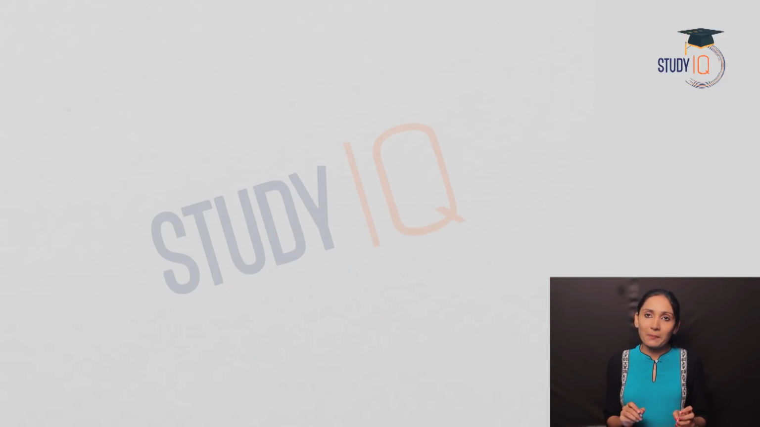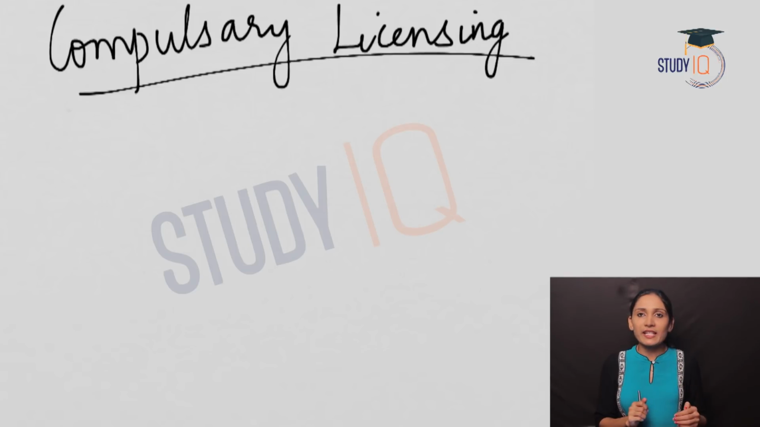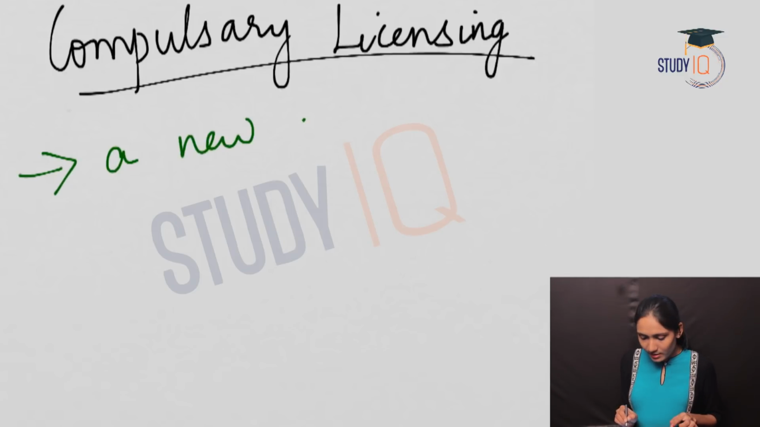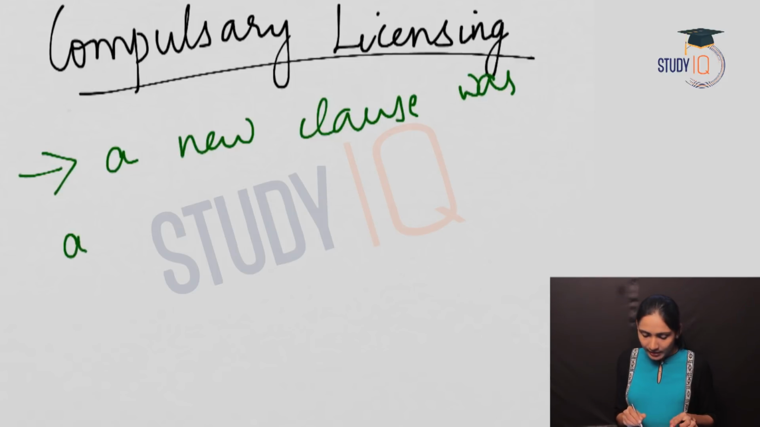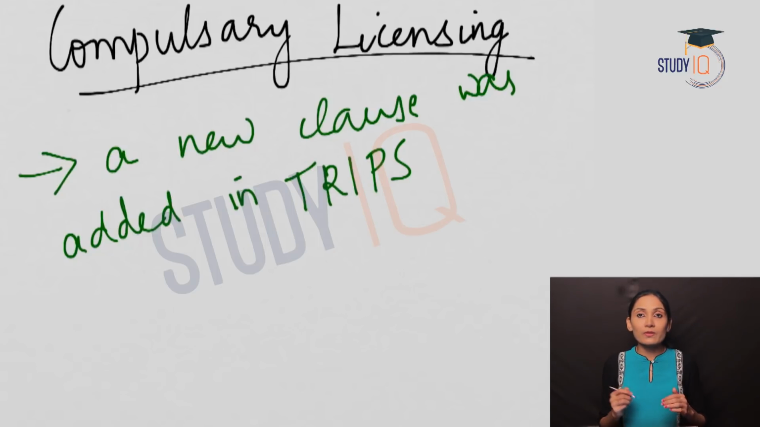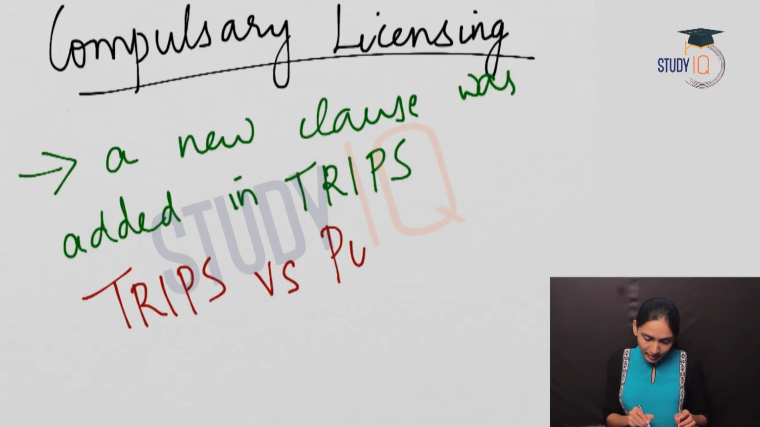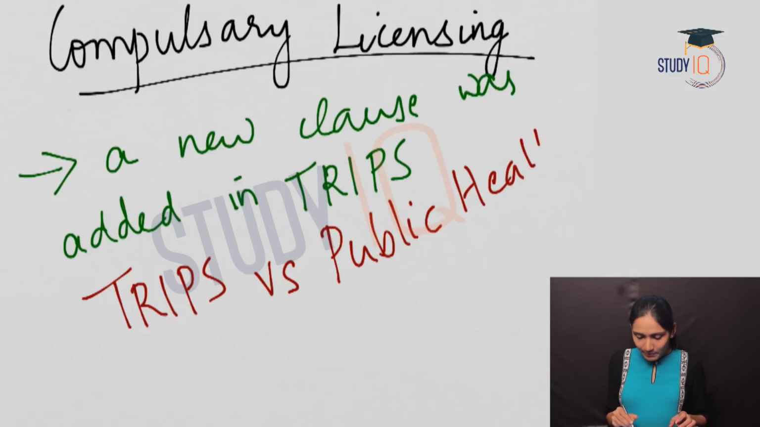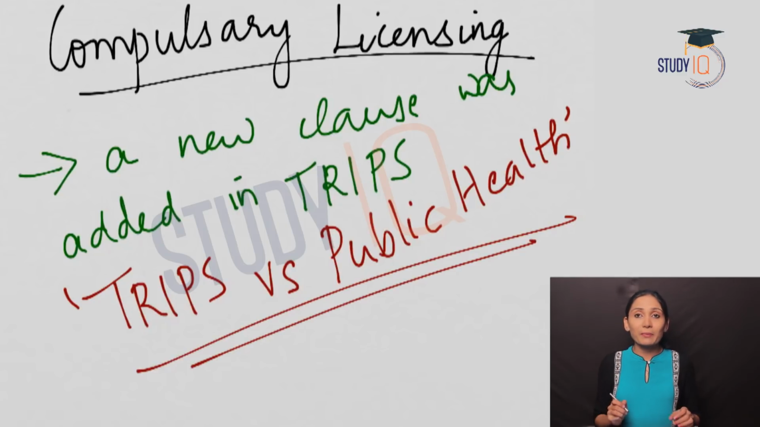Now let us see what is compulsory licensing. As we have said, one of the important outcomes of the Doha Development Agenda was that a new clause was added to the existing TRIPS, Trade Related Intellectual Property Rights. And this new clause was known as TRIPS versus public health. You should remember this point. TRIPS versus public health.